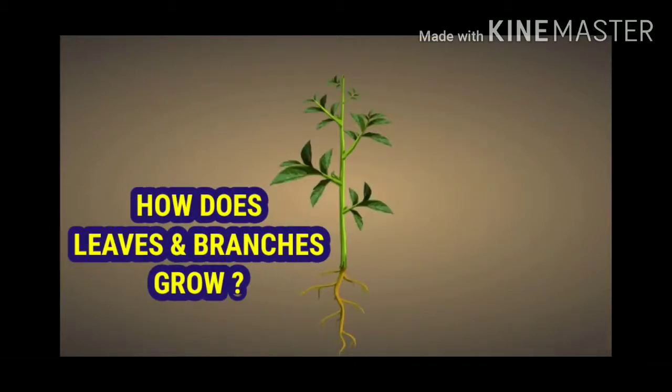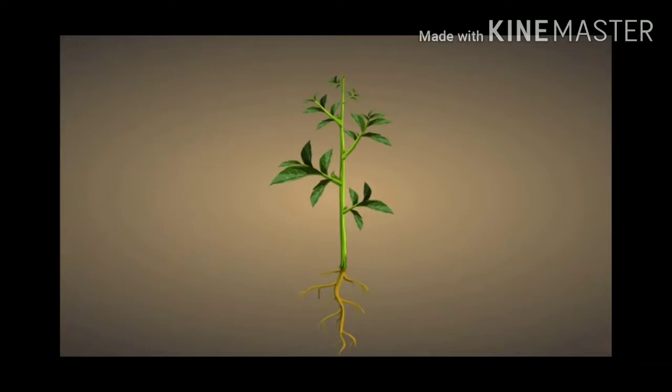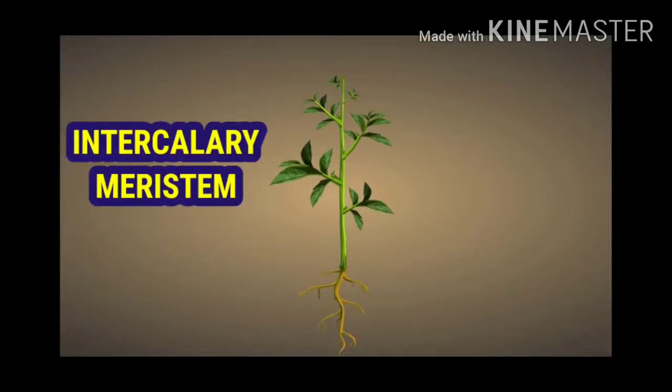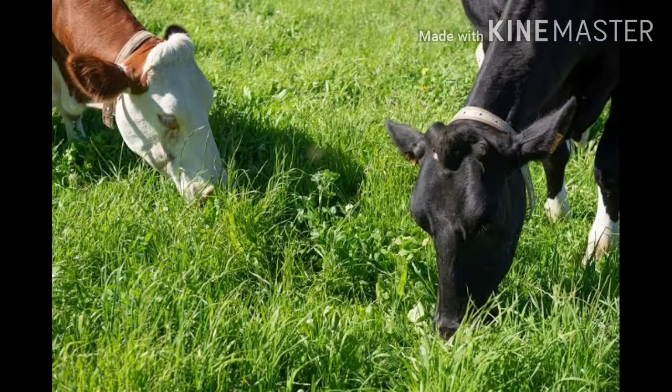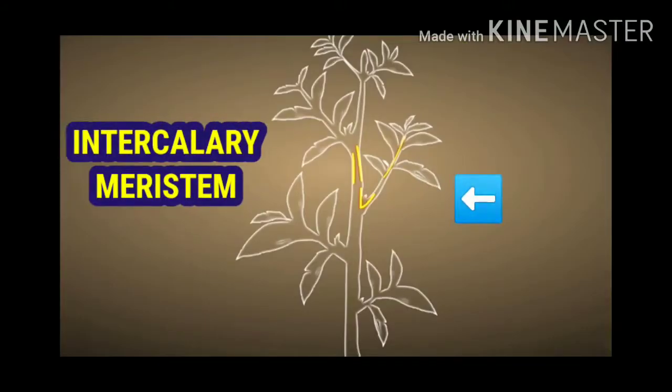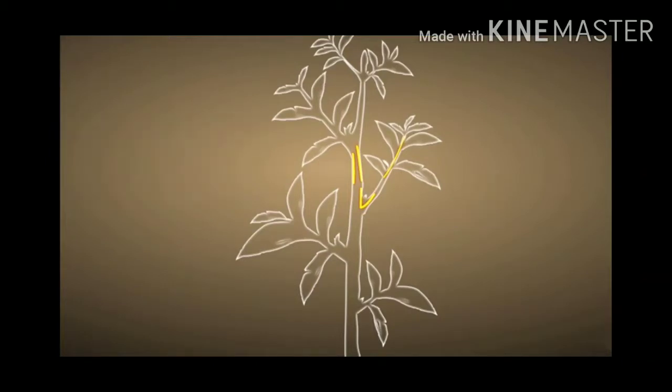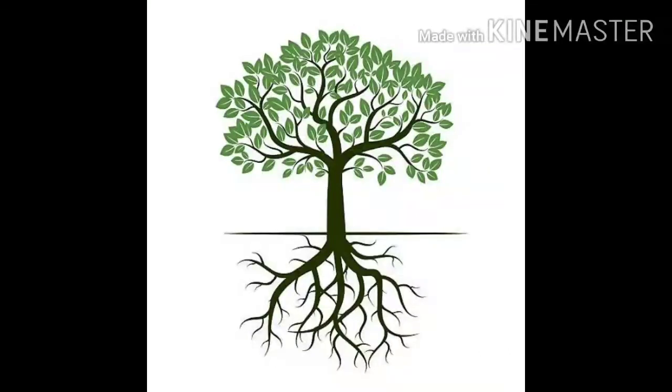How do the leaves and branches grow? It is the intercalary meristem that facilitates the growth of leaves and branches. In grasses, they regenerate the parts removed by grazing herbivores. It is located at the base of nodes, internodes, and on leaf bases. Children, we now know how a plant develops its roots, stem, leaves, and branches. Now let us find out which type of tissues help the plants to obtain the necessary nutrition and support.